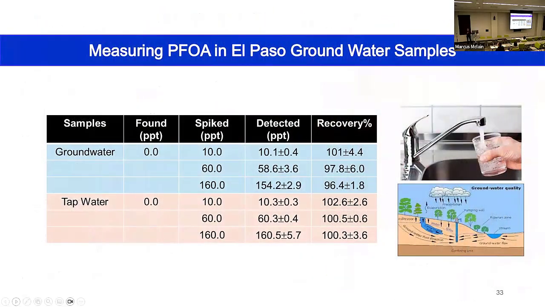And we detected PFOA in two water samples, tap water and groundwater. We spiked 3 different concentrations of PFOA, and the recovery was acceptable, from 96 to 102%. And I will be happy to take any questions.